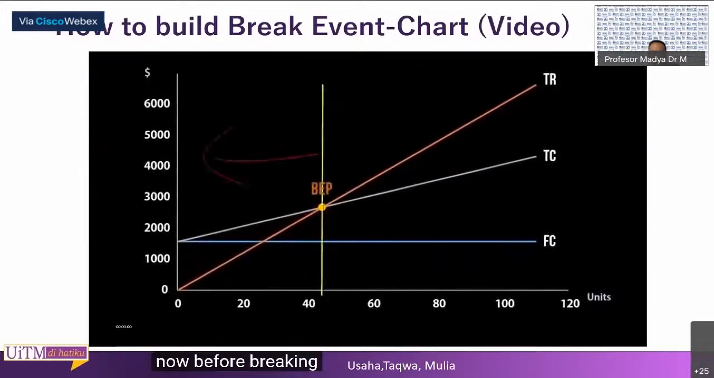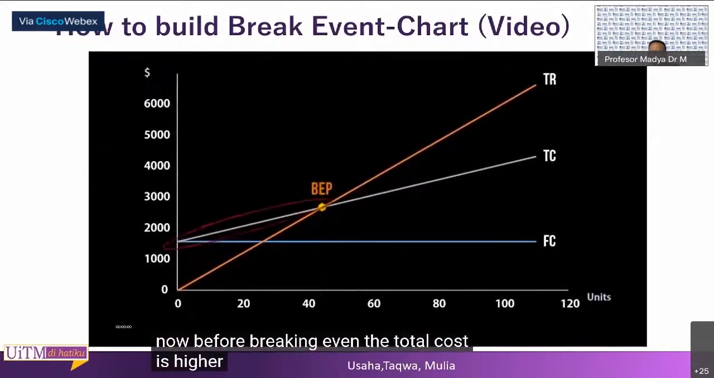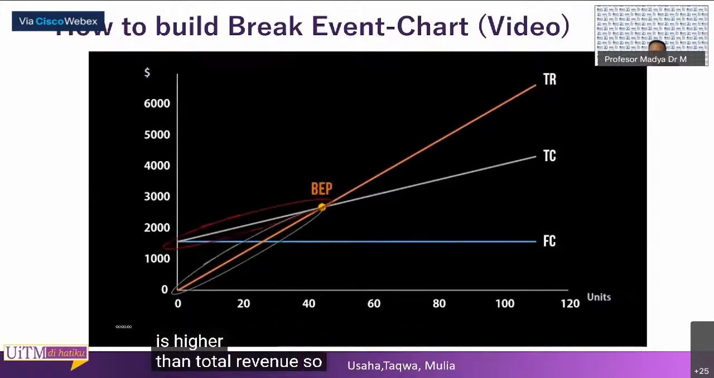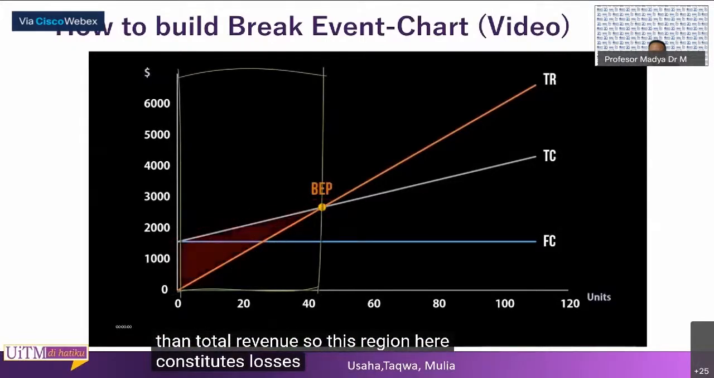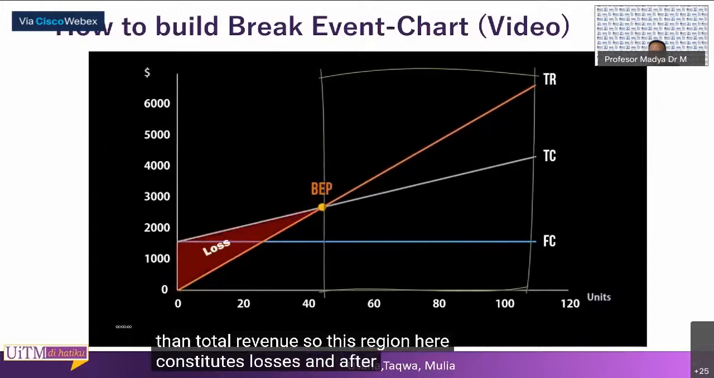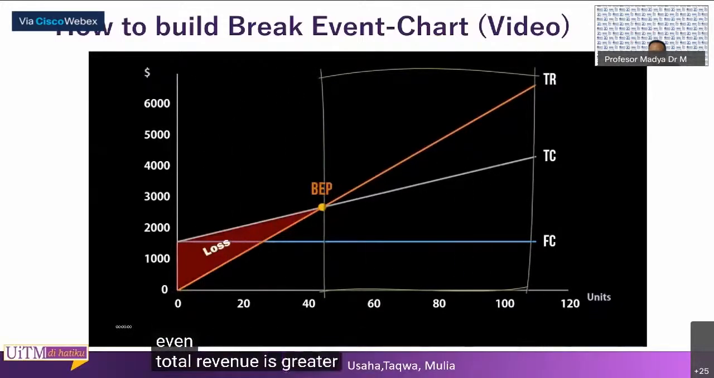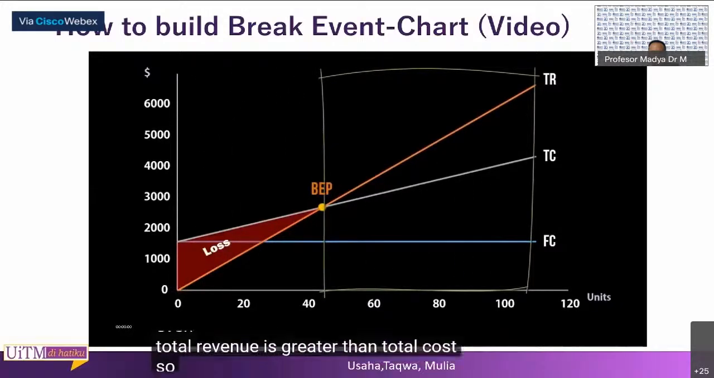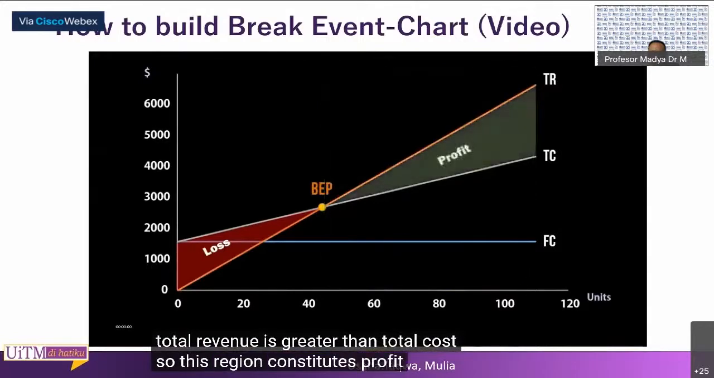Now, before breaking even, the total cost is higher than total revenue. So this region here constitutes losses. And after breaking even, total revenue is greater than total cost. So this region constitutes profit.